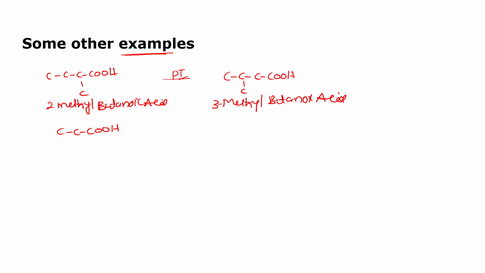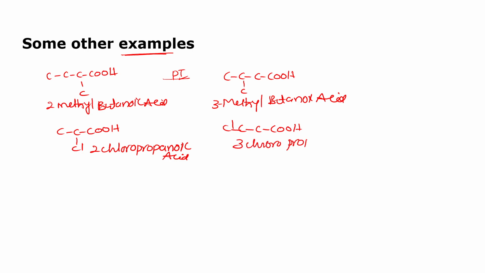Similarly, I would like to mention one more example of propanoic acid. This one is propanoic acid. Here I would like to mention a chlorine, and the name of this one is 2-chloropropanoic acid. One more example, propanoic acid, again I would like to mention the chlorine here, and this one is 3-chloropropanoic acid. So these are some position isomers.